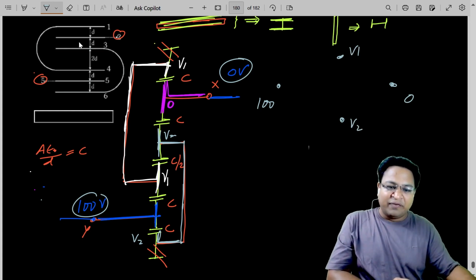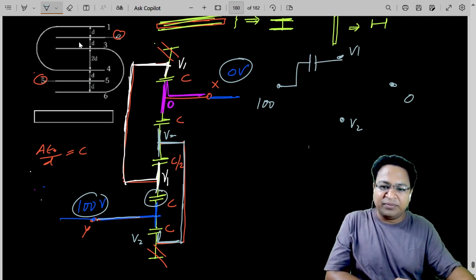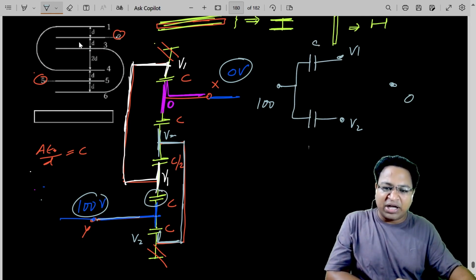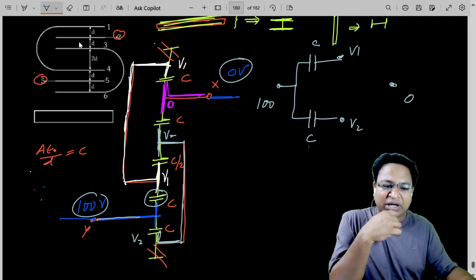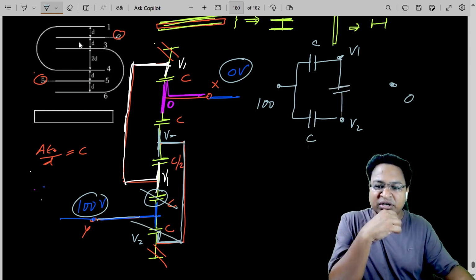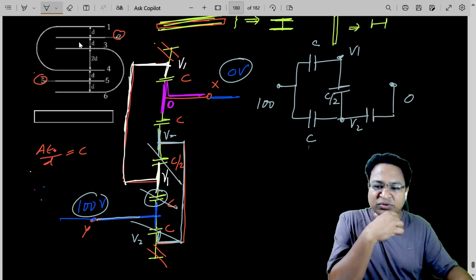So when we come from this 100 point, we have two capacitors. One has one side on 100, one side on V1. So maybe here. Okay, and this is C. The other capacitor is connected between 100 and V2. So we have taken care of this. This capacitor is connected between V1 and V2. So we'll connect it here, and this is C by 2 actually. This capacitor is connected between V2 and 0. Okay, V2 and 0. Between V1 and 0. So we have taken care of this.